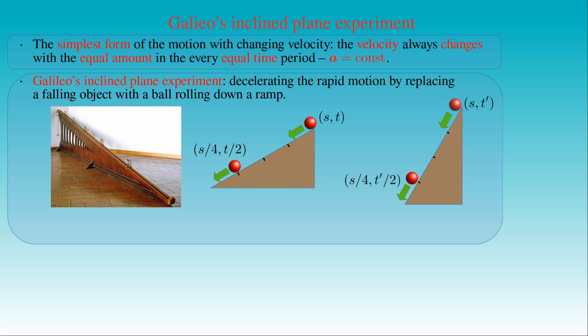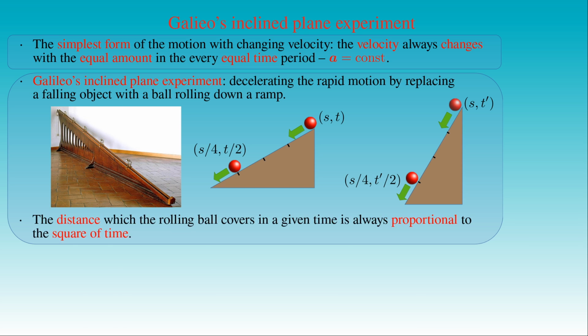As a result of the experiment, Galileo demonstrated that the distance which the rolling ball covers in a given time is always proportional to the square of the time. By increasing the inclination angle of the plane, he approached the condition for the free fall of the ball. Then he concluded that the relation measured between the covered distance and the elapsed time must hold in the case of free fall as the limiting case of the steeper and steeper inclination angles.